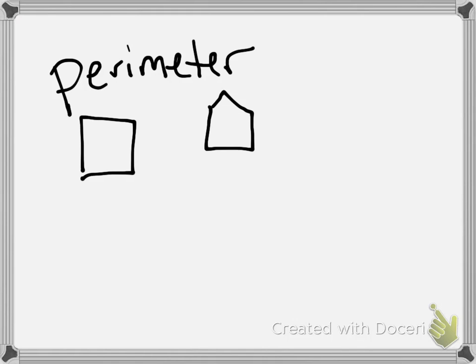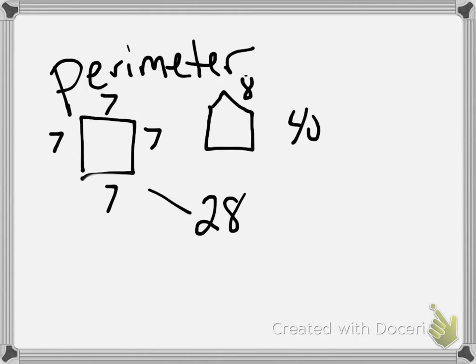So if you had this square, for instance, and it's 7 and 6, no, it wouldn't be a square then. If it's 7 on all sides, if it's a square, then 7 plus 7 plus 7 plus 7 would be 28. So the perimeter of that square would be 28. If you had this pentagon and it was a regular pentagon, that means all sides are the same. So if it was 8 on all sides, then 8, 8, 8, 8, and 8, that would be 40. So that would be its perimeter. So perimeter just means add all the sides.